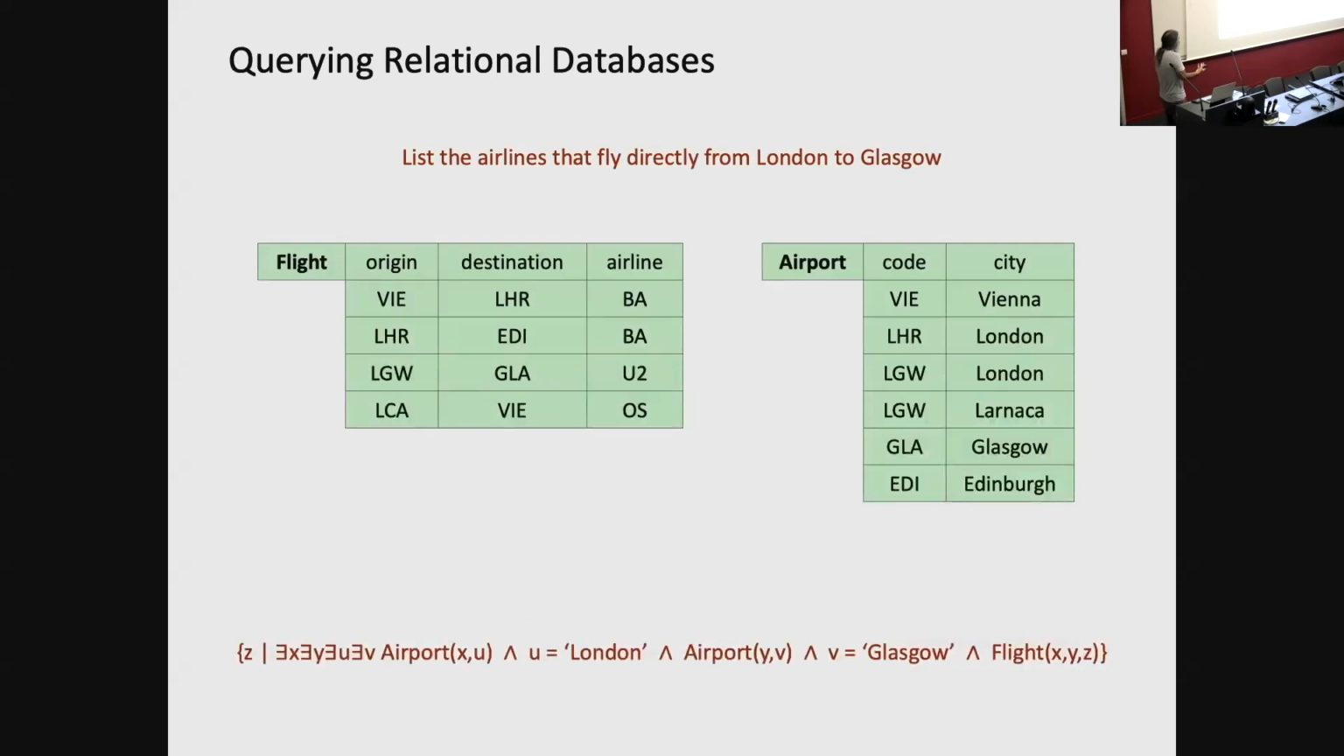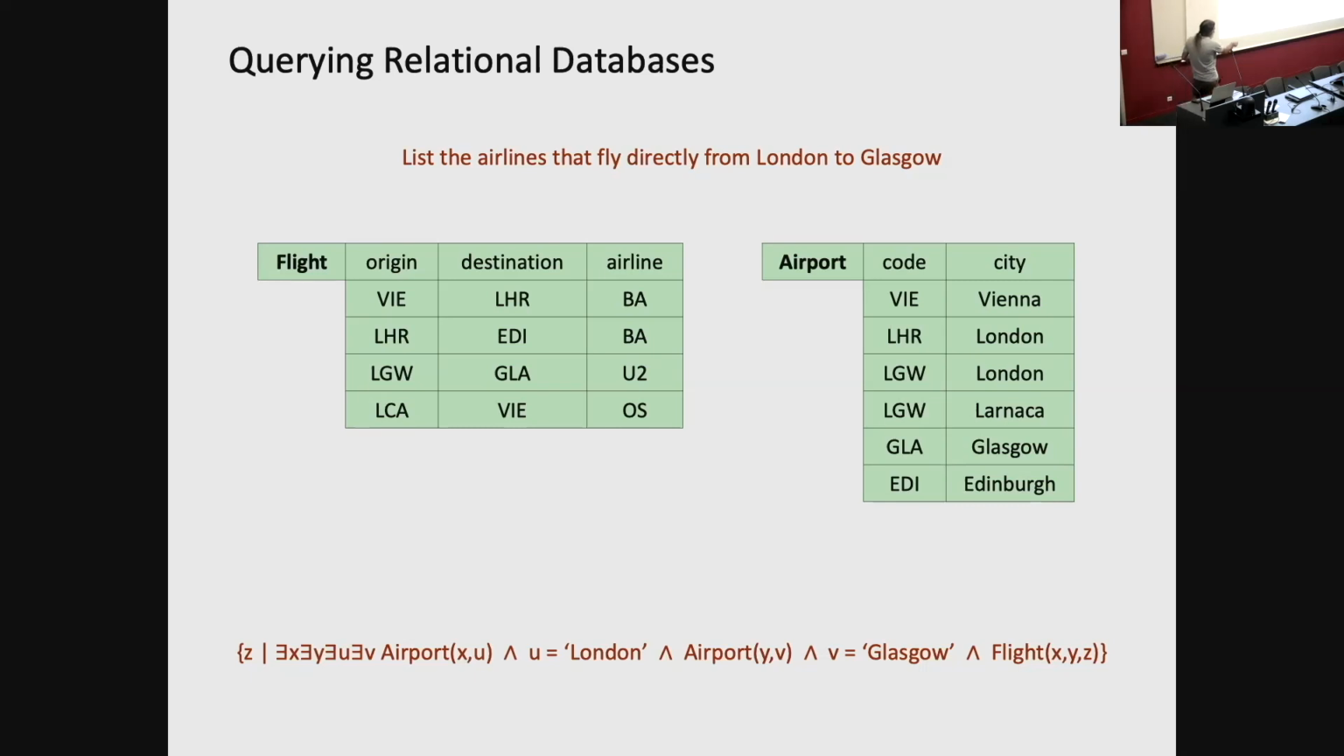Now, once we have the notion of database in place, what we want to do is to query this data. And let's see a very simple example, although querying relational databases is not our main concern in this lecture. Imagine that we want to list the airlines that fly directly from London to Glasgow. We can very easily express this query using this first order query, which even if you are not familiar with first order queries, I guess you can easily understand what is going on here.